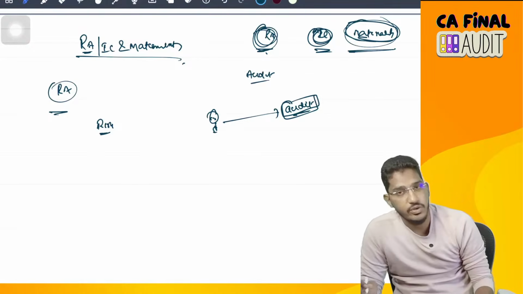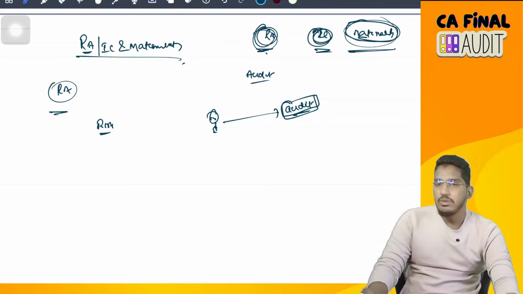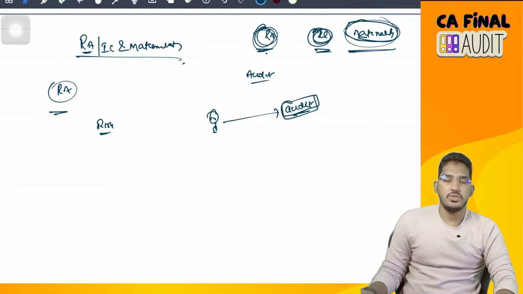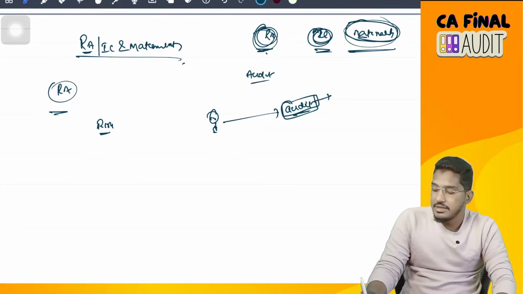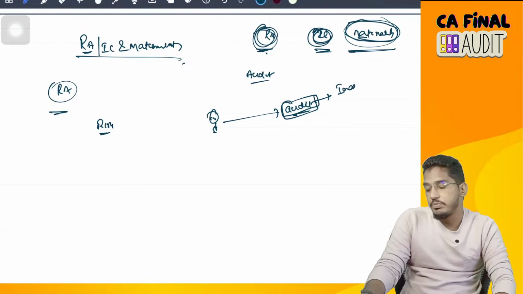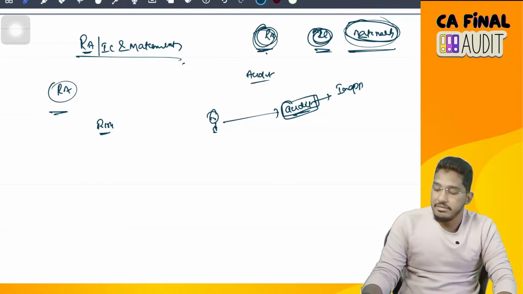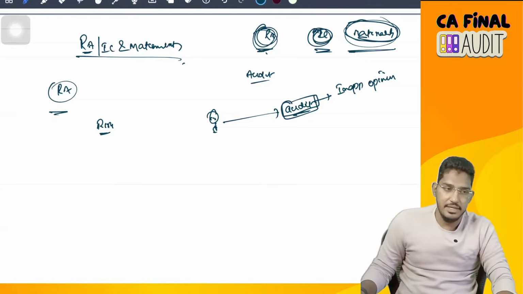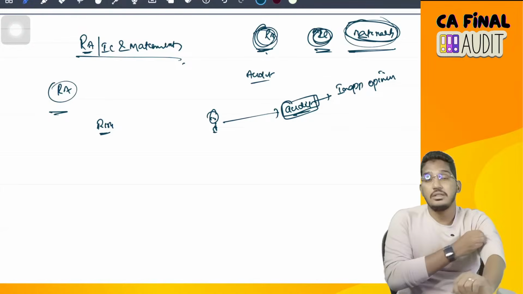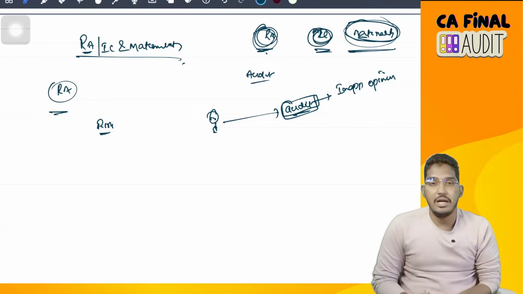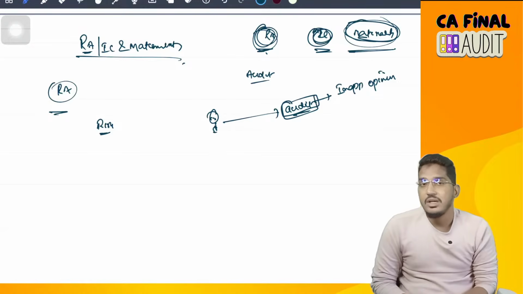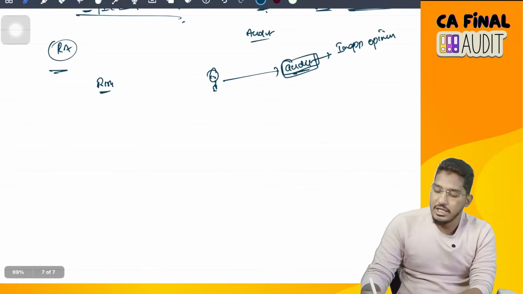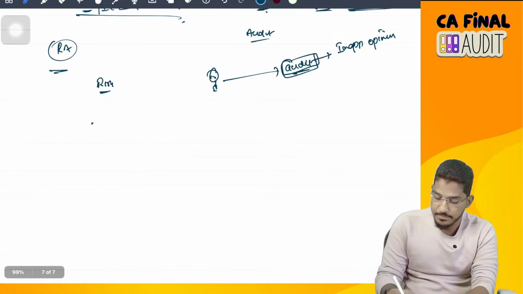Yes, 100% the auditor is going to take some risk. If I have to put it in simple terms, the risk the auditor is worried about is that he might give an inappropriate opinion. Whatever opinion the auditor has given on the financial statements, that opinion could be wrong. That opinion can go wrong. That risk the auditor will generally face in every audit engagement, and that risk we give a technical name called audit risk.